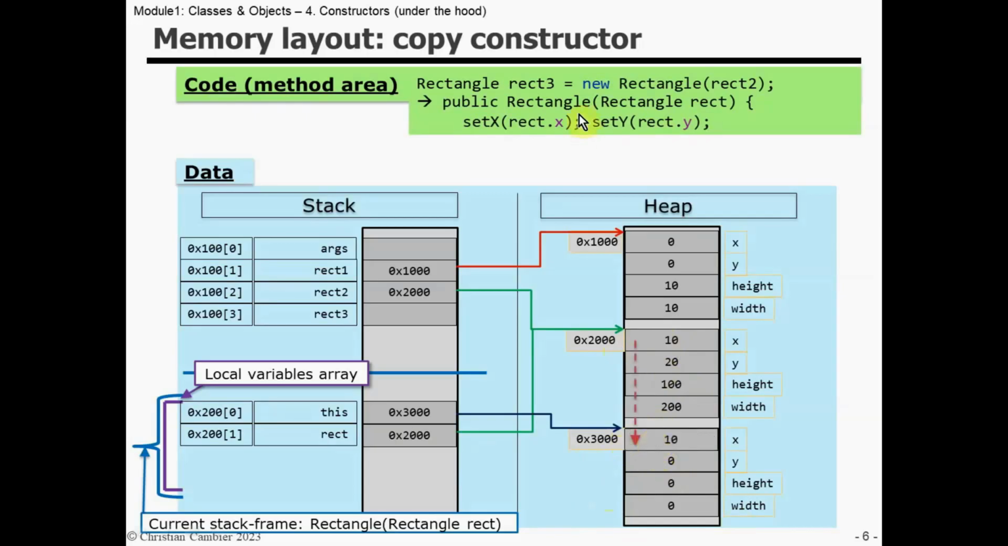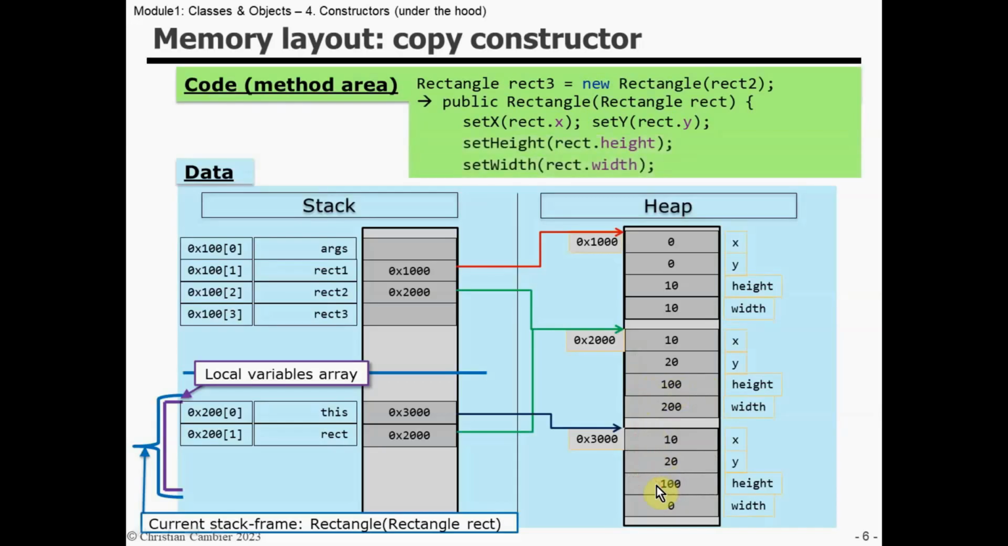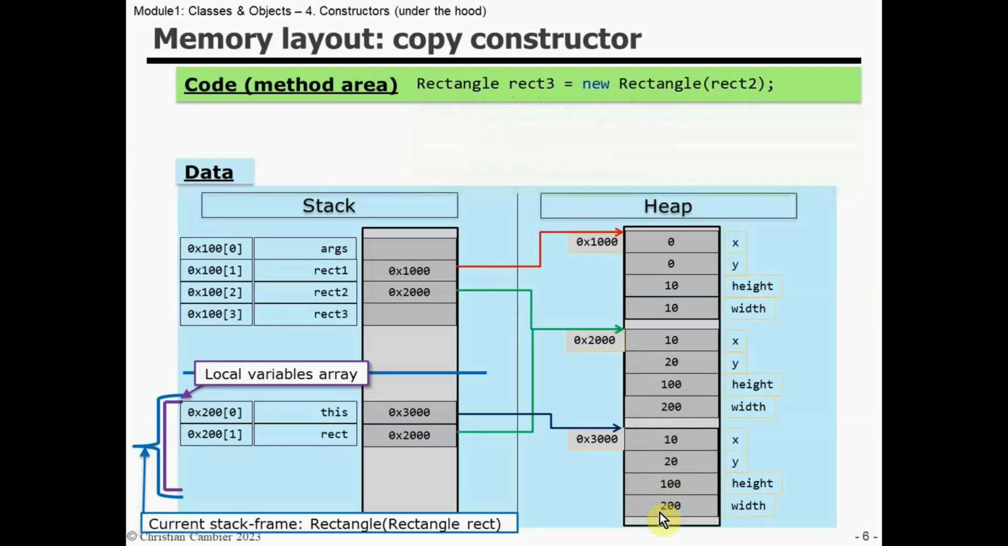The setter for y, similar, so rect.y, the value of 20 will be copied to the y property of the new object. Then set height rect.height, so 100 will be copied to the height property of the new object. And then finally the width, rect.width 200 will be copied to the width property. That's it. We leave the constructor back to the main.